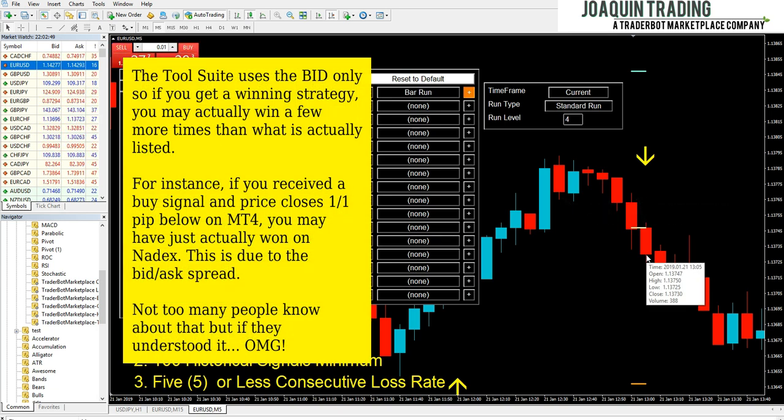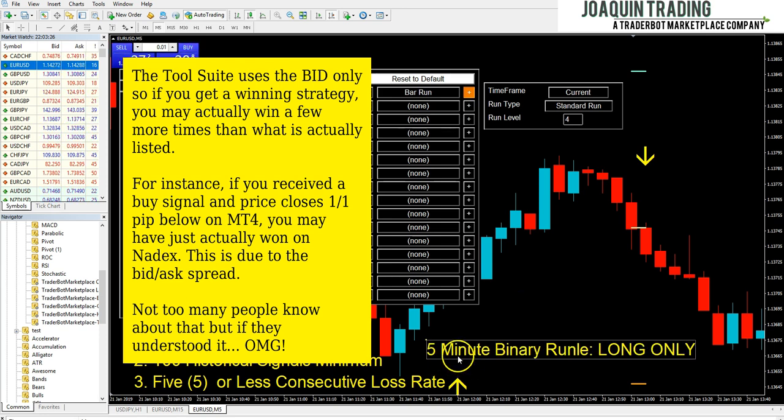Well, that's the kicker on 5-minute binaries. Maybe not. Here's one other rule that you're going to do only with 5-minute binaries. Here's your 5-minute binary rule. You can only trade long only.